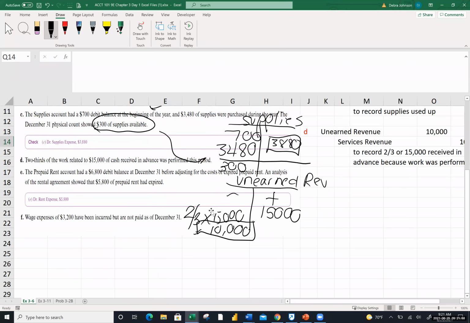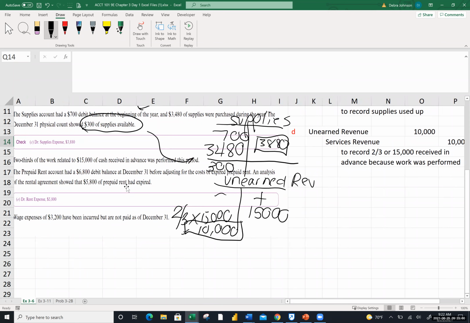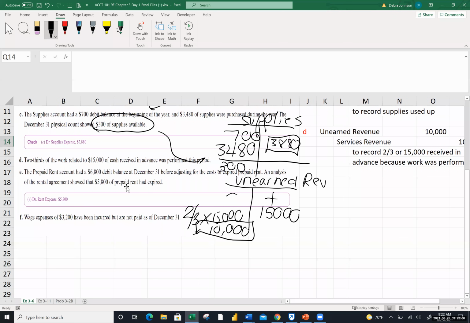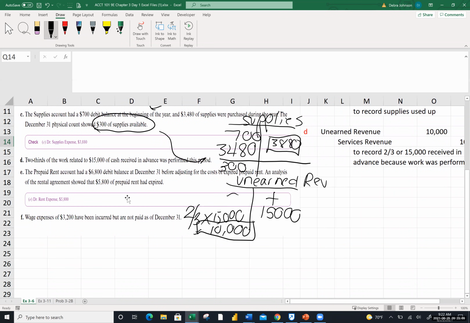All right, letter E, prepaid rent had a $6,800 debit balance before adjusting for the cost of expired prepaid rent. And on this one, again, he goes back and forth. This time, instead of telling you how much was unexpired, like he did on the previous one, he just came right out and gave it to you. He said, by the way, 5,800 has expired. So we don't really have to do any work to get that example. He tried to confuse us by giving us other numbers we didn't need, but he just came right out and said that 5,800 of that prepaid rent has expired.